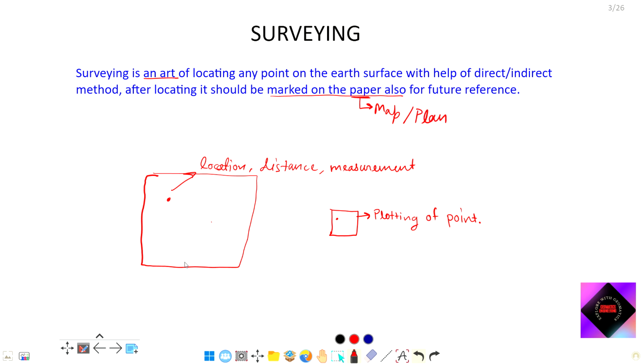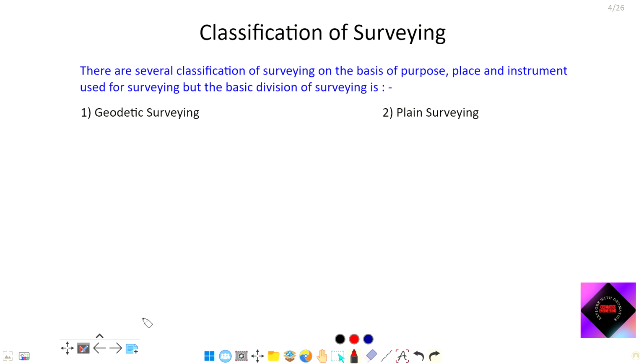Now moving further, classification of surveying. There are several classifications of surveying on the basis of purpose, why we are doing it, the place where we are doing it, and the instrument with the help of which we are doing it. On the basis of this, there are several types of surveying, but the most basic division of surveying is geodetic and plane surveying. Let's understand what this is.